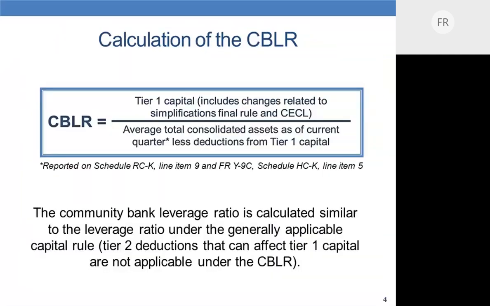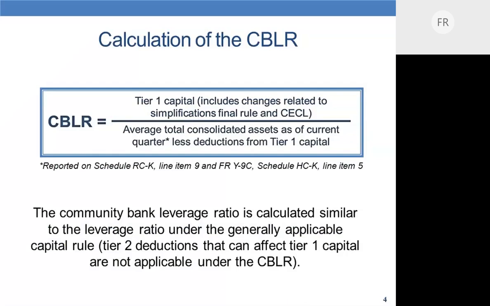On slide 4, we illustrate the calculation of the CBLR, which is Tier 1 capital, including changes related to the simplifications rule and CECL, divided by average total assets less any adjustments that were made to Tier 1 capital. The CBLR is generally calculated in the same manner as the leverage ratio is currently calculated in the generally applicable capital rule and is therefore based on Tier 1 capital and average total consolidated assets.